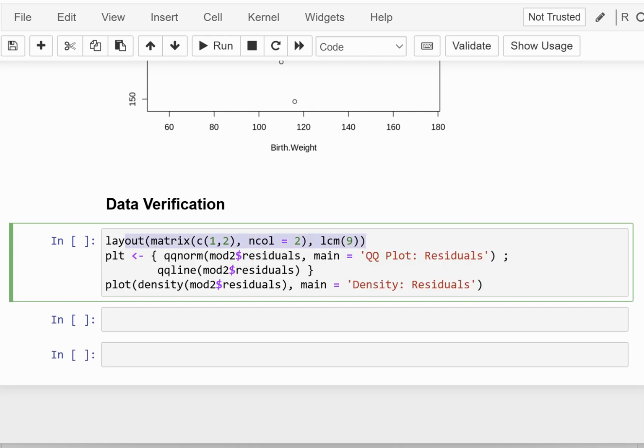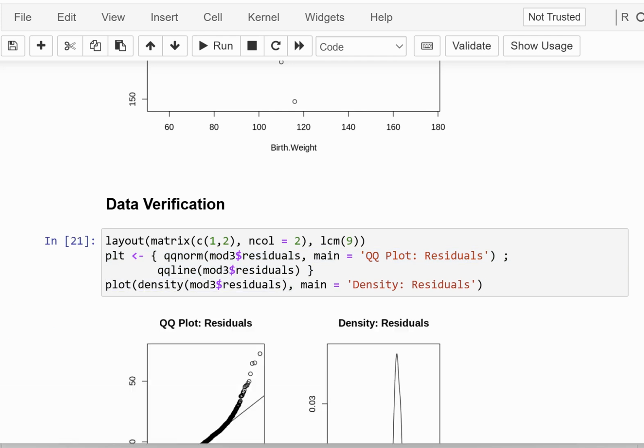Okay, so the layout matrix is pretty standard. The curly brackets enclose the plot. The semicolon separates the two pieces of the plot. The first piece of the plot is the qqnorm function, and the second piece is the qqline function. And again, mod3 to get the model 3 residuals put into that plot. Then we're going to do a density plot on the mod3$residuals. And what do we get?